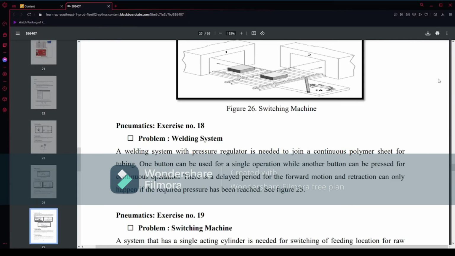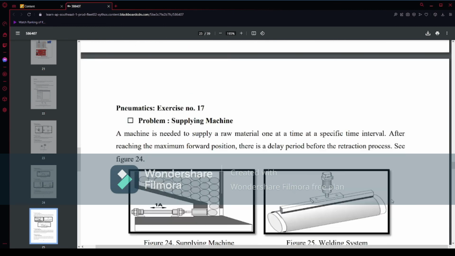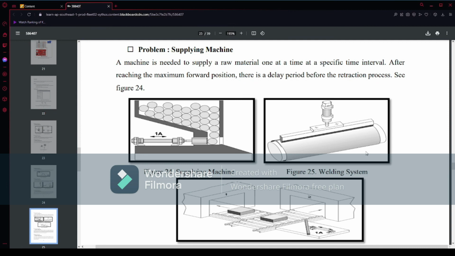For exercise number 18, the problem is welding system. A welding system with pressure regulator is needed to join a continuous polymer sheet for tubing. One button can be used for a single operation while another button can be pressed for continuous operation. There is a delayed period for the forward motion and retraction can only happen if the required pressure has been reached. So for this figure 25, we can see the welding system that was given to us. Now I will show you the sample schematic that I made.